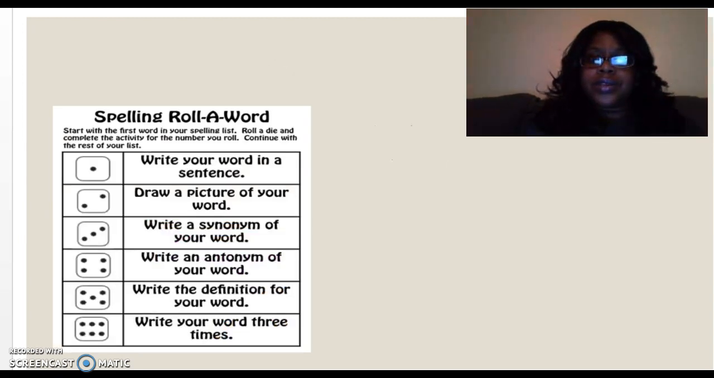One thing that I do in my classroom is we have spelling words every week. I give them 10 spelling words. For each of their spelling words, they have a dice. For the first word, they may roll it. Let's say they get a number 1. That means write your word in a sentence. They roll the dice again. They might get a number 3, which is write a synonym of your word. This is basically giving them an opportunity to make it fun and to do something hands-on that they can participate in and learn the words at the same time.